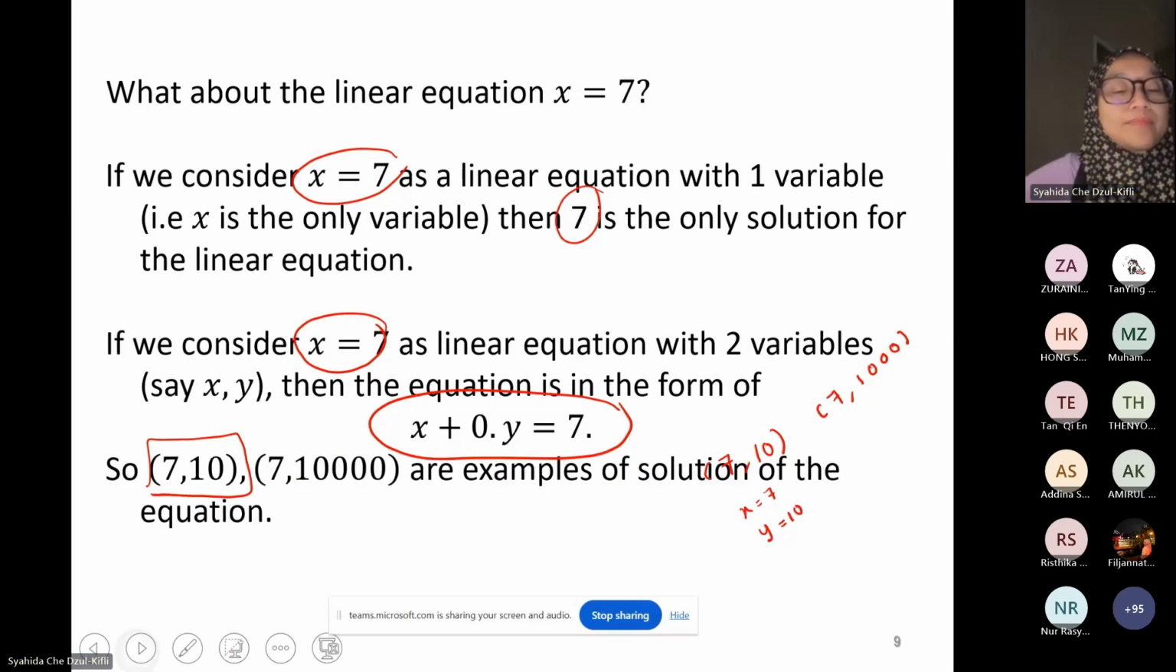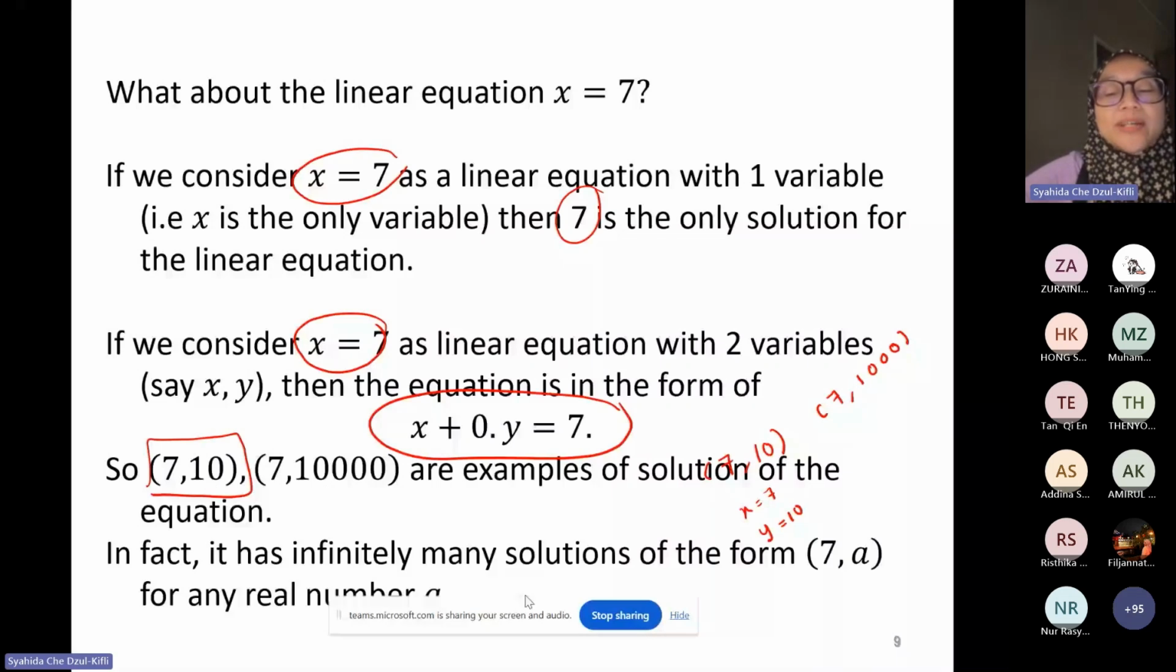So these are two examples of solutions for this equation, and in fact we have infinitely many solutions, and the solution must be in the form of a 2 tuple. It must have two components, where the first component is always 7 and the second component can take any real number. Okay, is that clear?